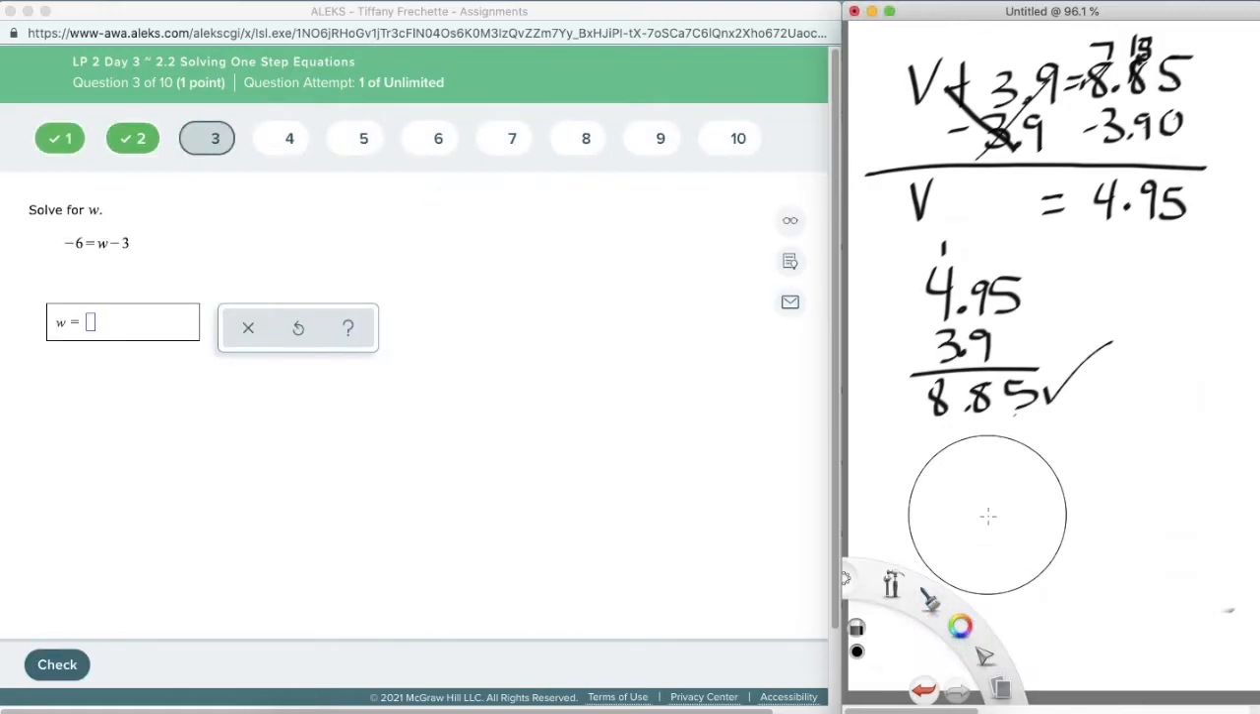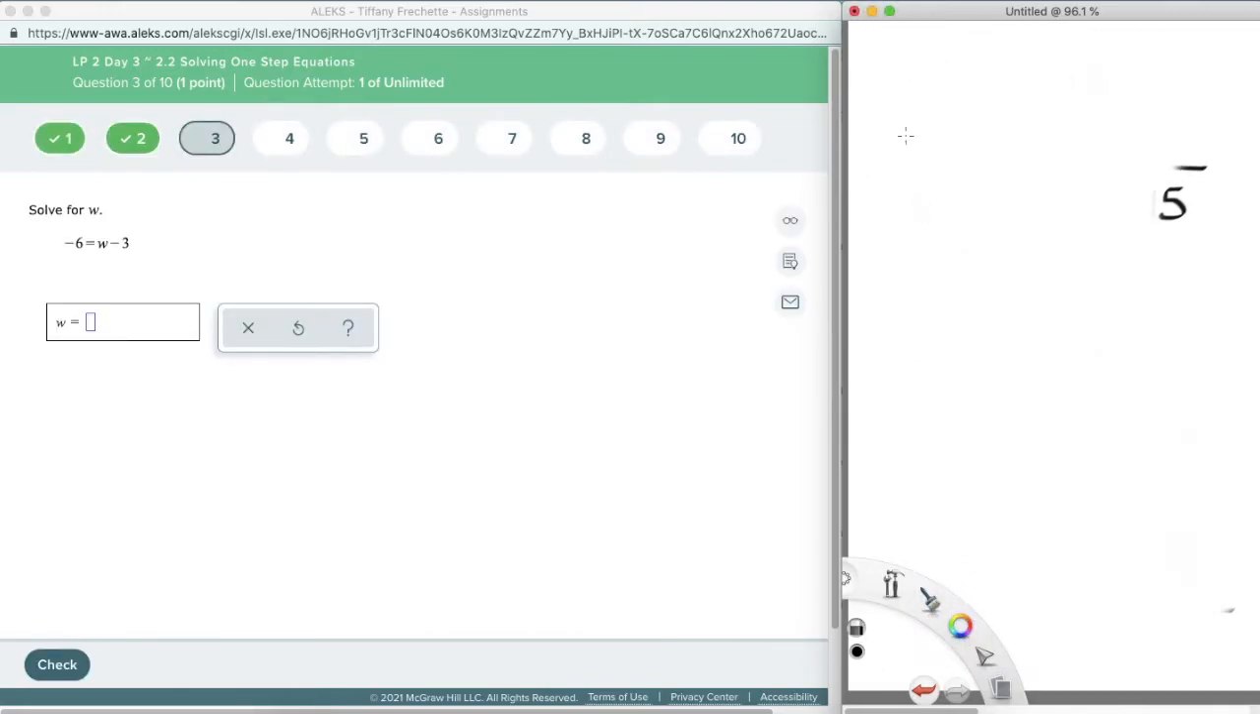Okay, so this one, because it's negatives, is not always the easiest to think about or picture. But I like using a number line when I'm doing these ones. You can also do the algebra tiles, but I do like the number lines. So in this case, we have -6 here.